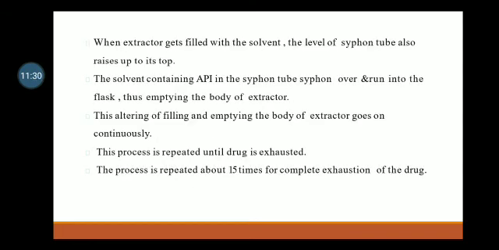When the extractor gets filled with the solvent, the level in the siphon tube also rises up to its top. The solvent containing API in the siphon tube siphons over and runs into the flask, thus emptying the body of the extractor. This alternate filling and emptying of the body of the extractor goes on continuously. This process is repeated until the drug is exhausted. The process is repeated about 15 times for complete exhaustion of the drug.